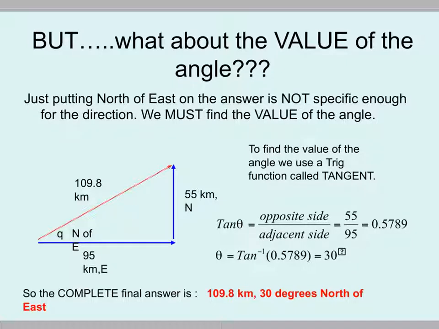But just putting north of east or west of north on an answer is not specific enough for a direction. We must find the value of the angle as well. To find the value of the angle, we will go back to slide number 2 and use the trigonometric function called tangent. Tangent equals opposite over adjacent. Here the opposite is 55 and the adjacent is 95, and we get 0.5789. If you see this -1 right there, this means inverse. So we take the inverse of the tangent, or on your calculator, second tangent, and put in our 0.5789, and we get our angle of 30 degrees.